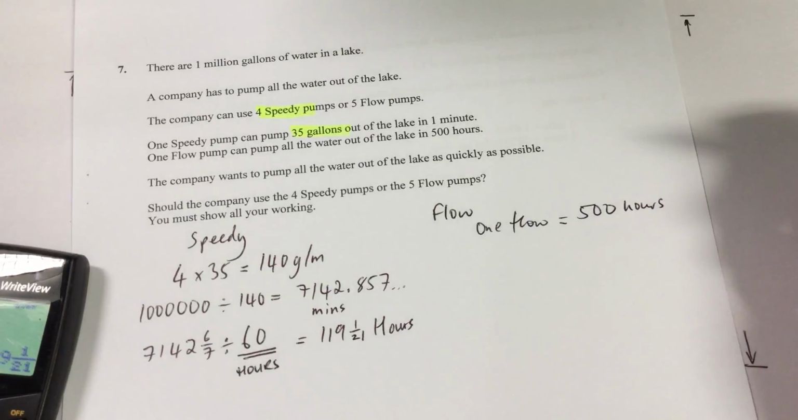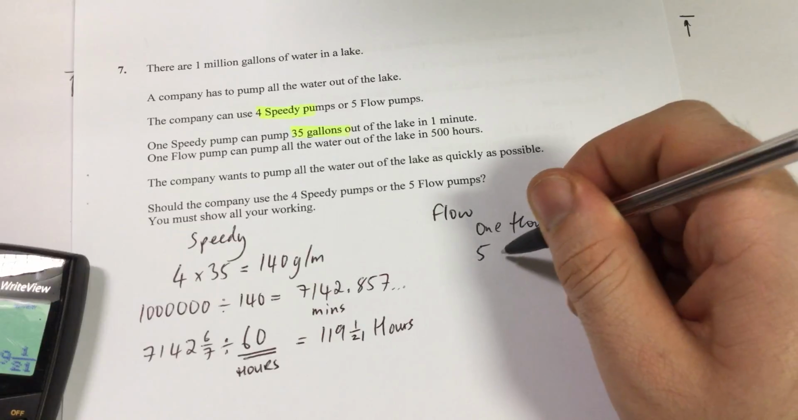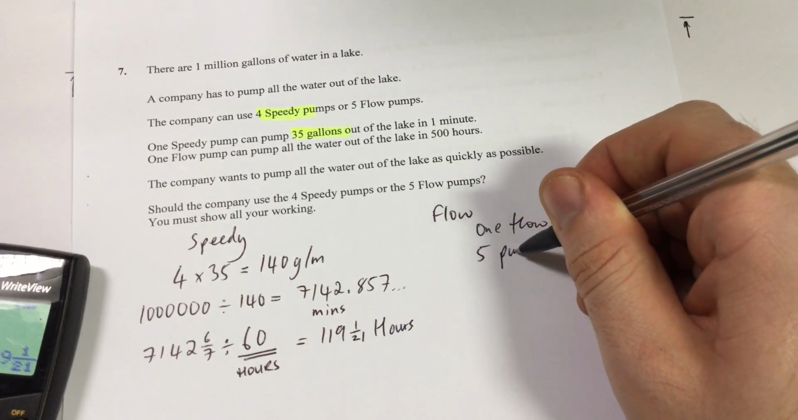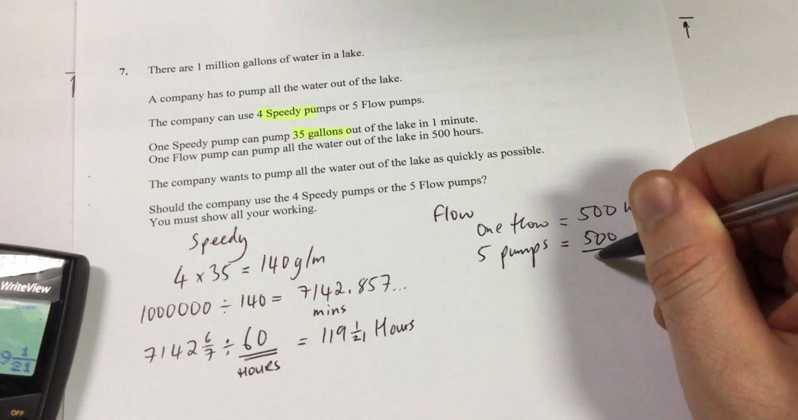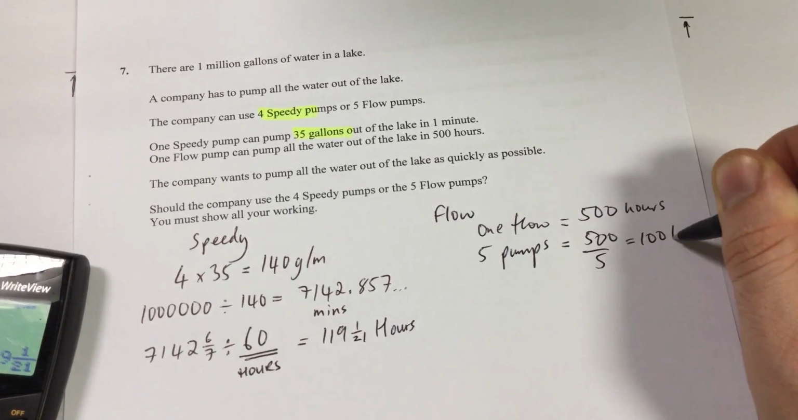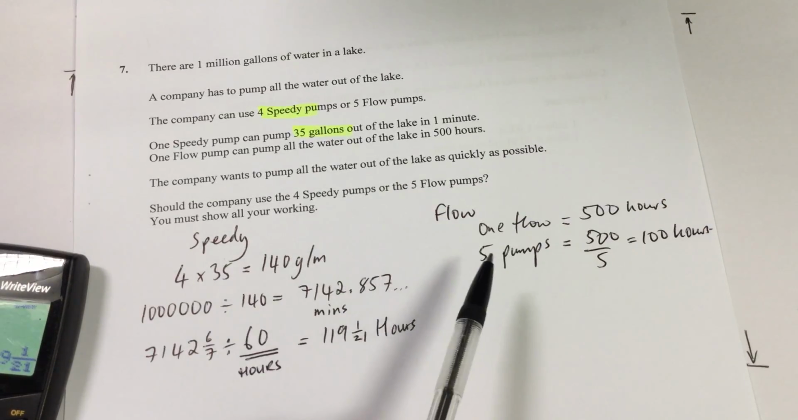You actually have 5 of these. So if you've got 5 times more, so 5 pumps, 5 times more, it's going to be 5 times quicker. So we can divide that by 5, and this will take 100 hours. So all these are called speedy pumps because they've got 5 of these.